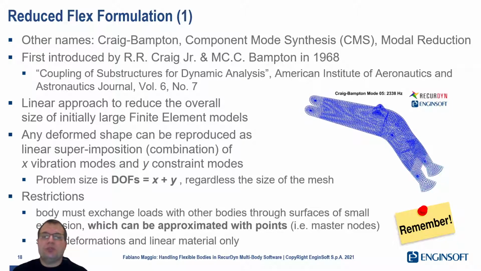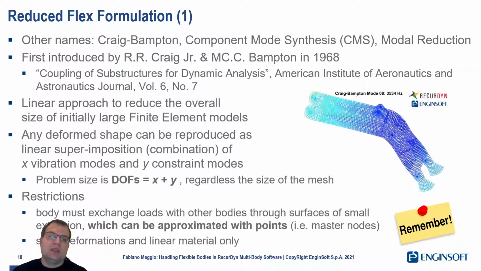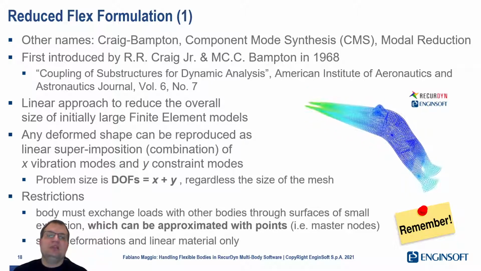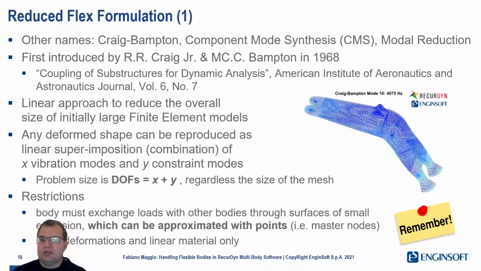Actually, this method was invented in the late 60s to reduce the size of finite element models when computers were not that powerful. So the mesh can be big, but the number of unknowns is small. What are the restrictions of this approach?